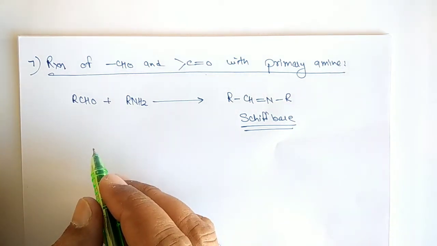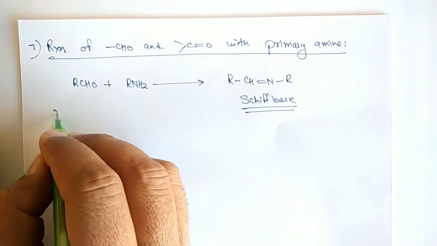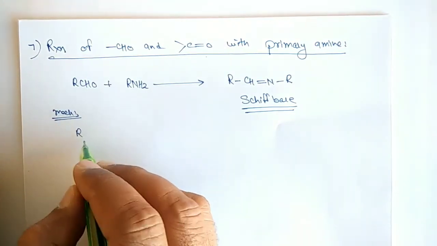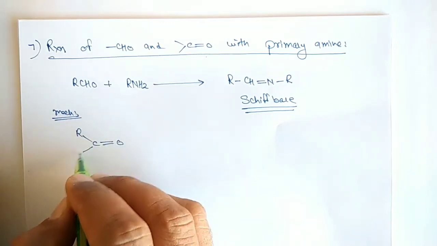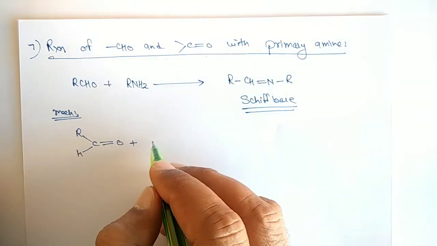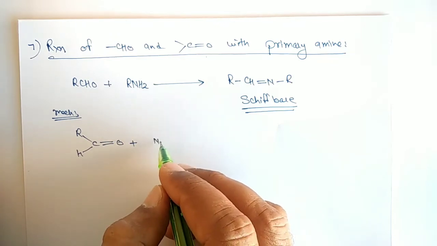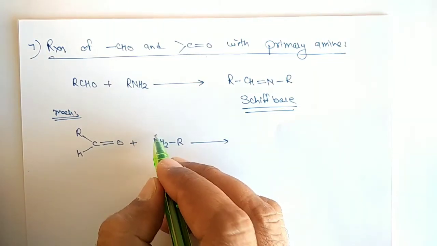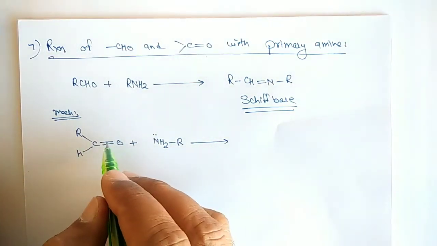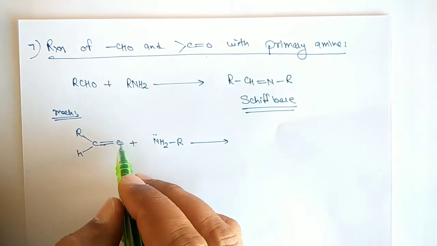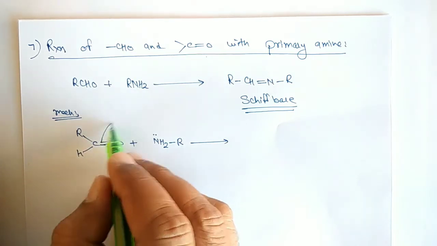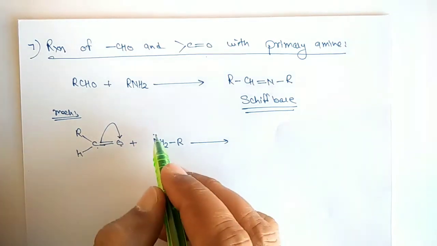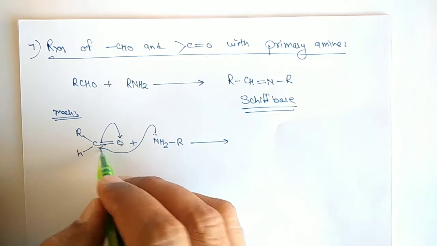So now we will study the mechanism of this reaction, how we are getting this Schiff base. Now we have here aldehyde like this way. So now we have to add here nitrogen, here is NH2 and here is R. Now what will happen here? Nitrogen has the lone pair. This carbonyl group is polar and oxygen is more electronegative than this carbon. It withdraws the electron density toward itself, and this oxygen carries negative and this carbon carries positive. Nitrogen will donate its lone pair to this carbon.